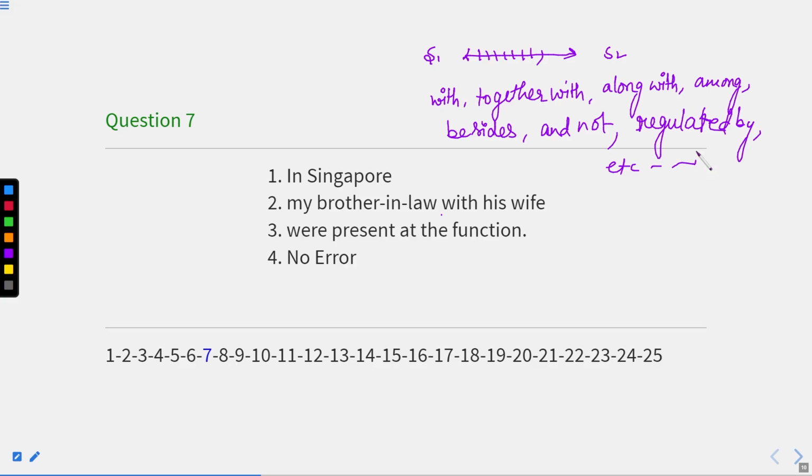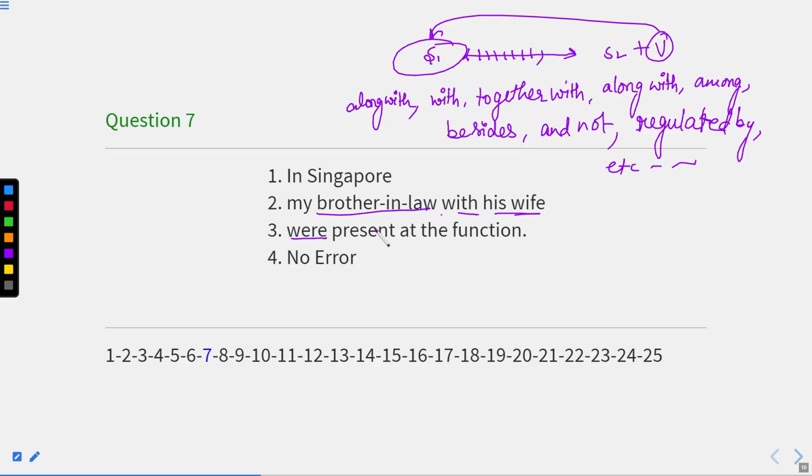There are many more phrases like along with. Okay, so this is also the phrase, along with. So whenever we use these type of conjunctions to join two subject together, the verb should depend on the first subject. Okay, so here the verb is used according to the first subject. Now in Singapore, my brother-in-law with his wife were present. Now present at the function.